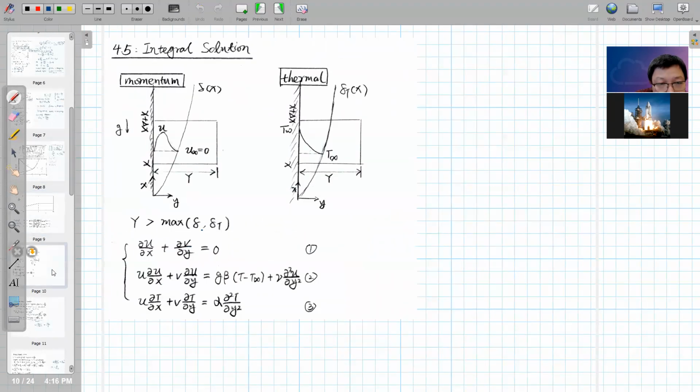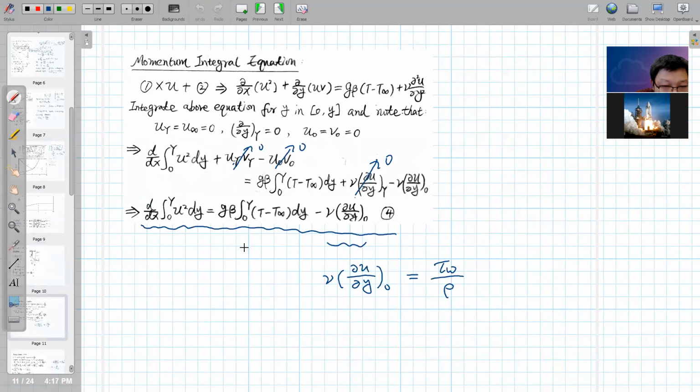The second way to study the problem is the integral solution. The procedure is very close to what we did for the forced convection case, and the only special thing is that we have an additional term for the buoyancy. All the others will be exactly the same as in the forced convection case.